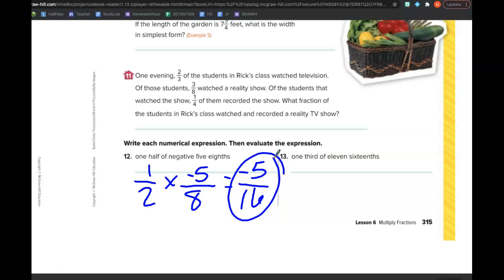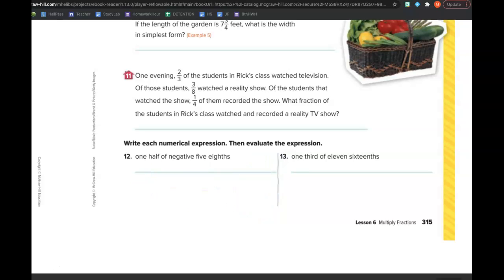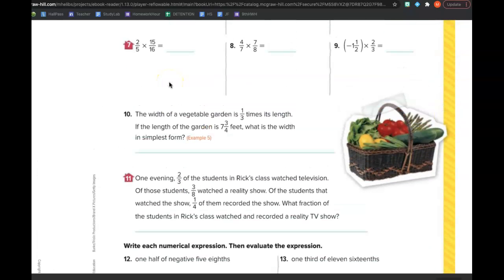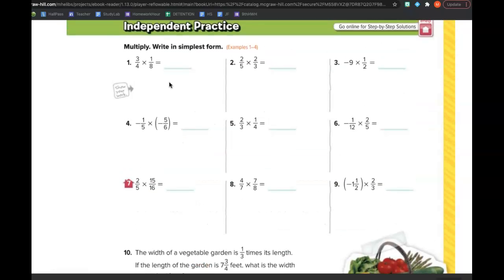Make sure on number 10 and 9, you change the mixed numbers into improper fractions. And then make sure on number 3, what do you write under negative 9? 1, because it's the whole number. Okay? You have the rest of the time to work on your homework.